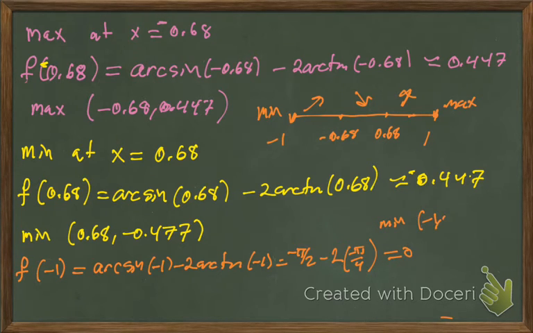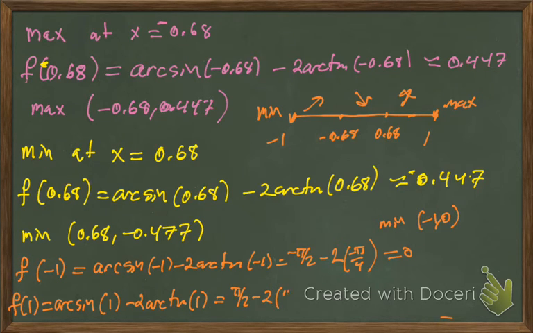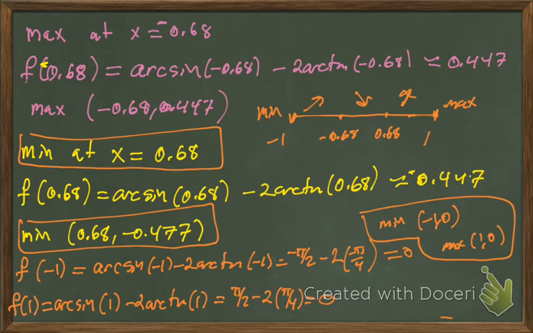So min is at -1 and 0, and then f of 1 is going to be arcsine of 1 minus 2 arctan of 1. Arcsine of 1 is pi over 2, minus 2 arctan of 1 is pi over 4. So that's going to also give us 0, so we have a maximum at 1 and 0. So we have located all the extrema.